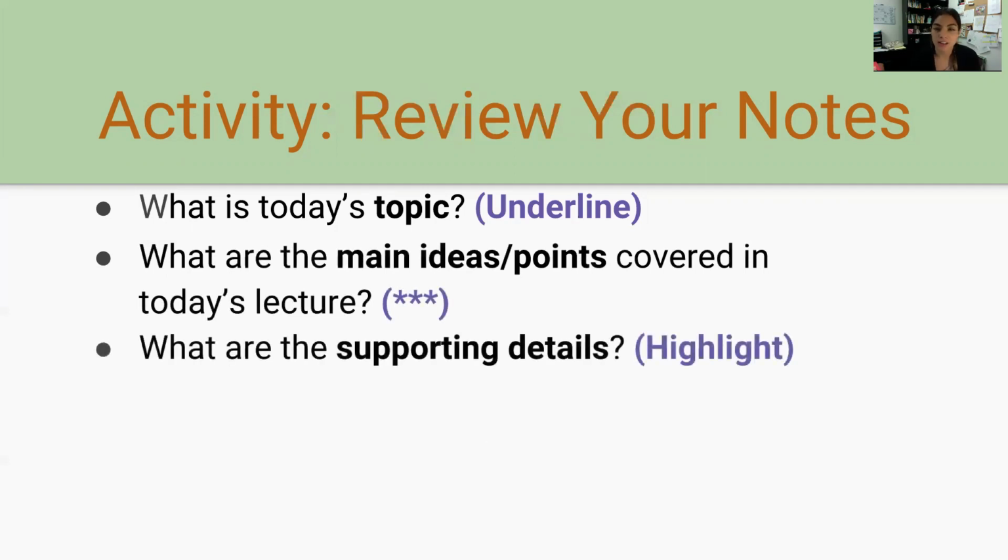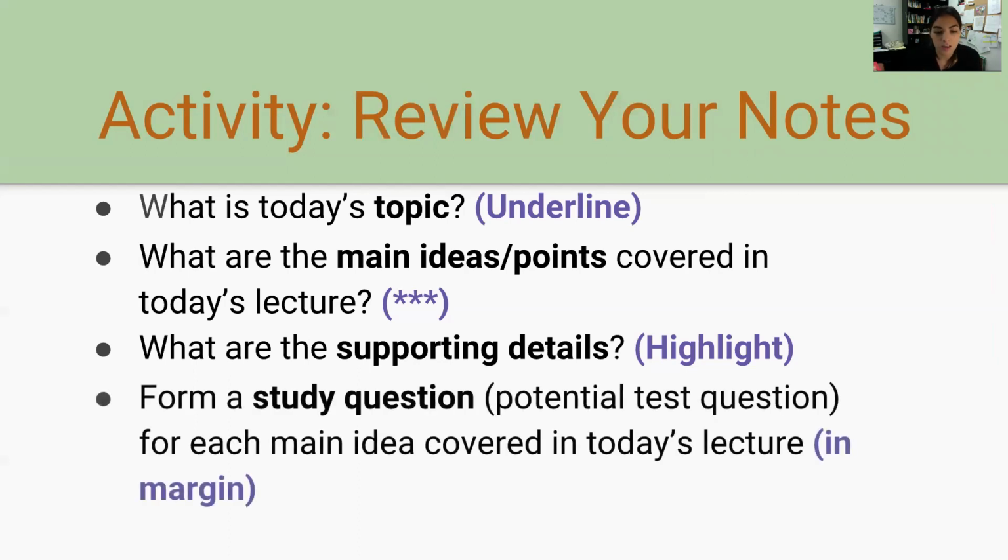Then you're going to take your highlighter or colored pens and highlight or underline, put colors around or next to any of the supporting details, any of the examples or explanations of the main points. And at the very end, you're going to form a study question, a question that could be on the test based on today's lecture, and you'll write that in the margin of your notes.